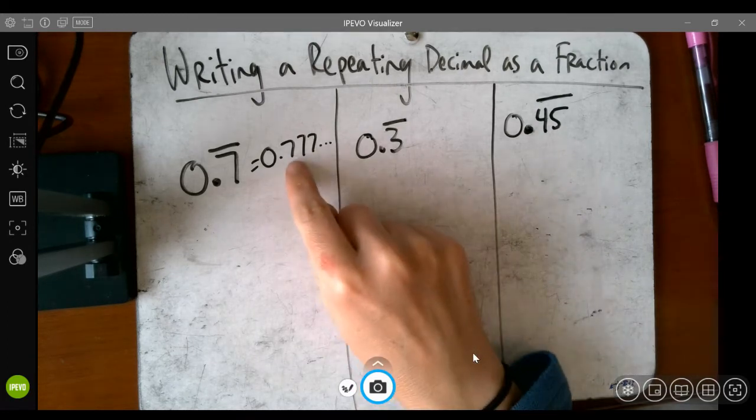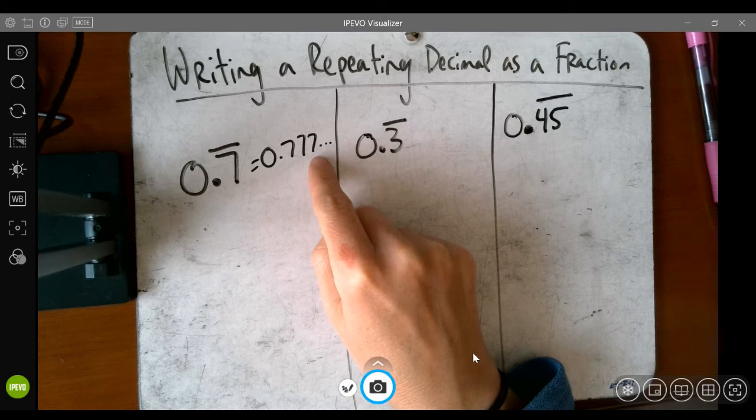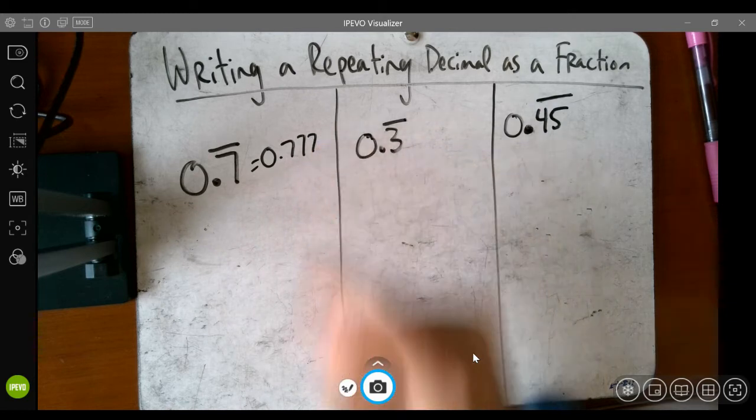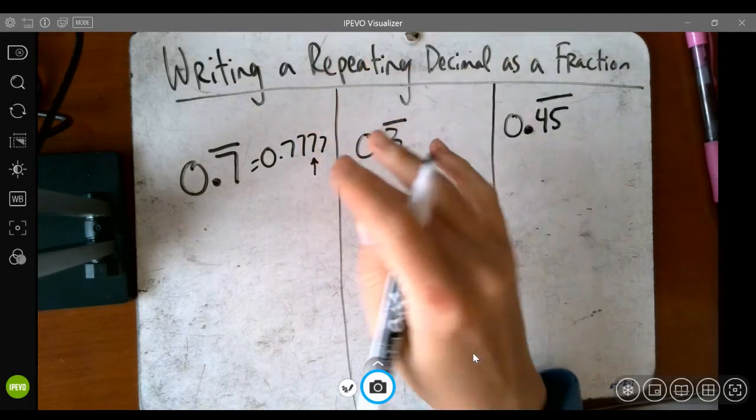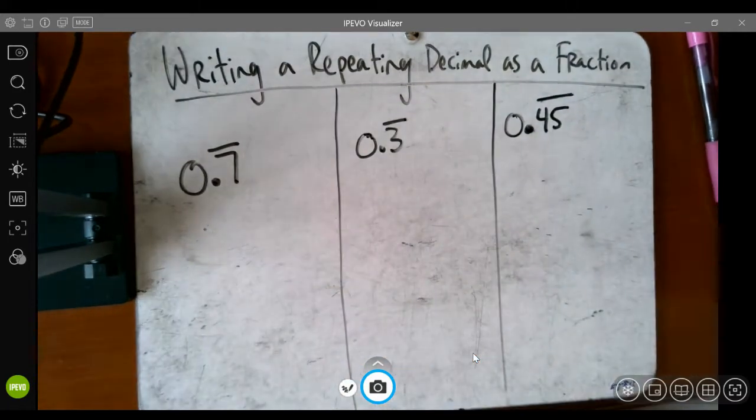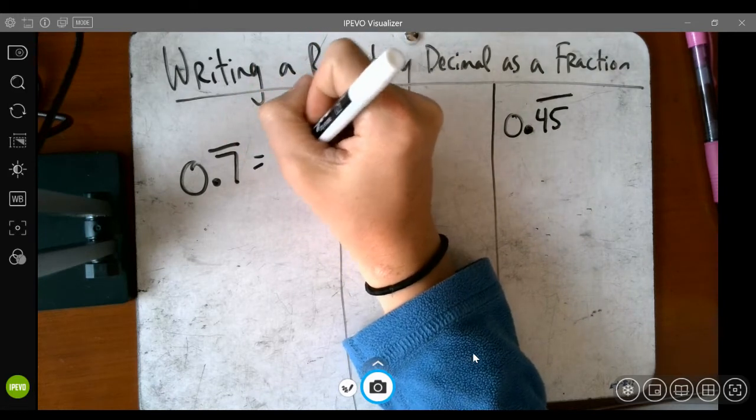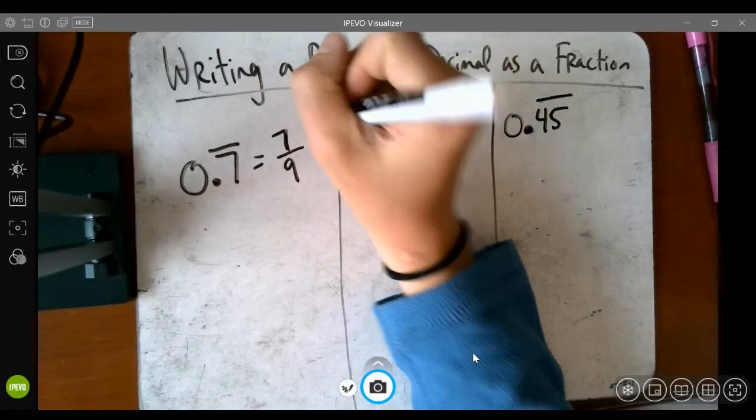We can't use 10 as our denominator because there's another 7 here. We can't use 100 as our denominator because there's another 7 here. We can't even use 1,000 as our denominator because 7 continues to repeat after the thousands place. And so what the trick is, you take the number that is repeating and you put it over 9. And I know that sounds crazy, but it works.